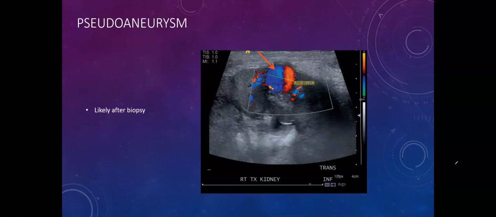There's my pseudoaneurysm. Once again, likely after biopsy, except rather than an AV fistula, which sends arterial flow into a vein, here we have an artery that's been pierced and the blood got out, but it can only go so far. So basically 1 centimeter across, 1 centimeter high. It can't get any bigger, but it does have the yin-yang sign of the typical pseudoaneurysm.